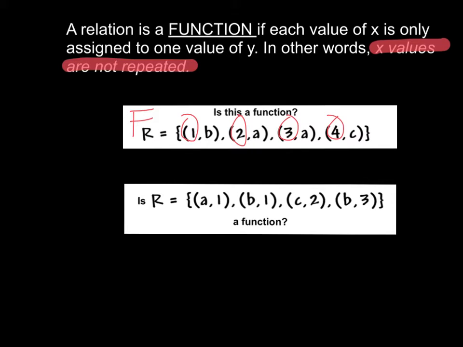Now let's look at the second example. Again, focus on the x. A, and these are not numbers. It is okay to have variables in there. So we have A, B, C, B. Oops. What did you notice? B is repeated. So therefore, this is not a function.